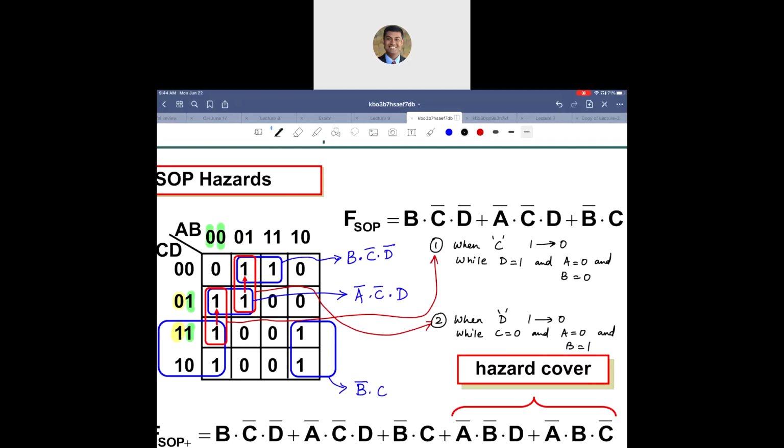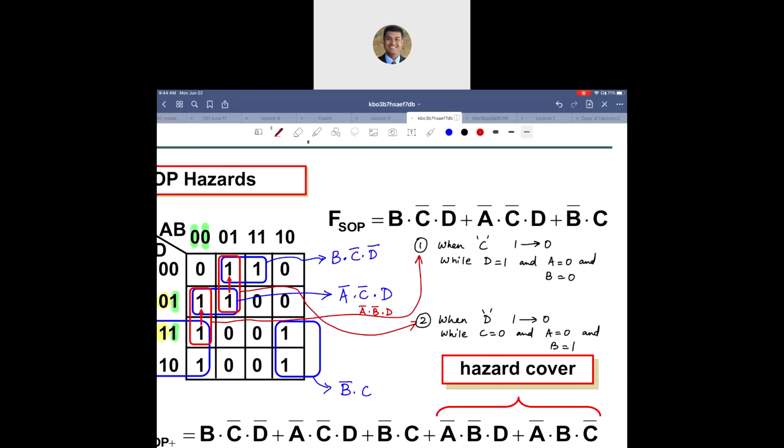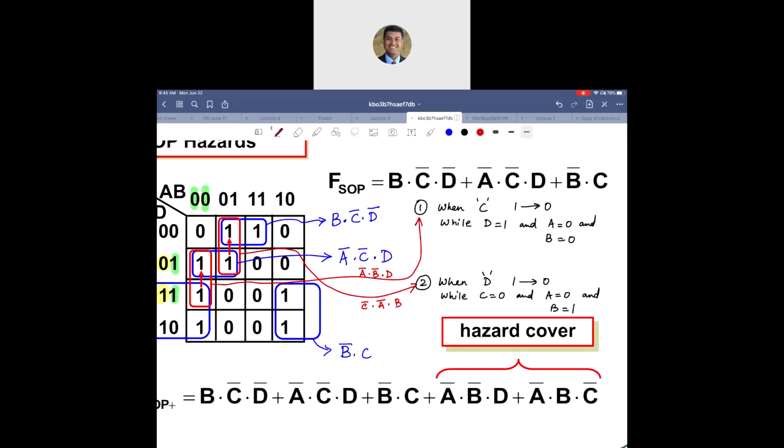So the hazard cover in this case, as you can clearly see, I can actually write the hazard cover there. For the first one, what is it going to be? It is going to be A complement, B complement, D, and the second one is C complement, A complement, B. So if you add these two terms, we have the hazard cover.